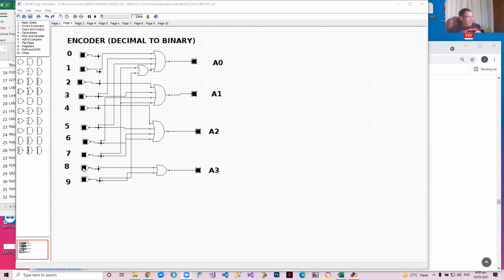Okay. So number 8, if you tap number 8, you will have 1000, and if you tap number 9, you'll have 1001. Okay. So this is an encoder, which translates from decimal to binary, usually attached on an input side, or an input device.